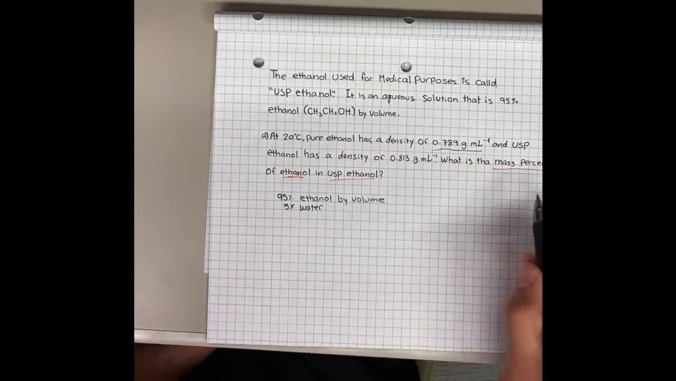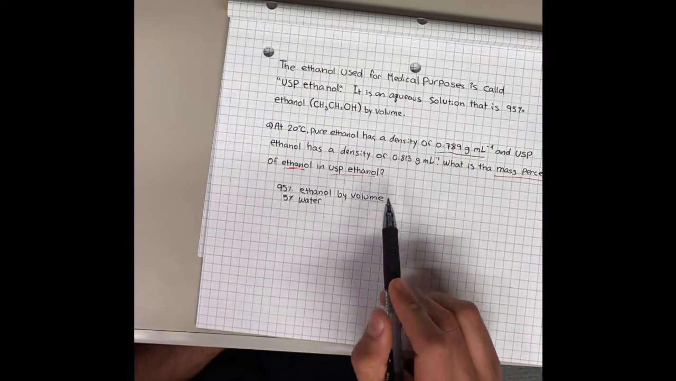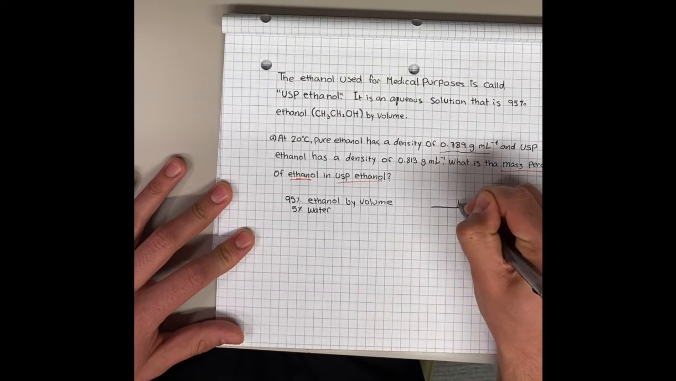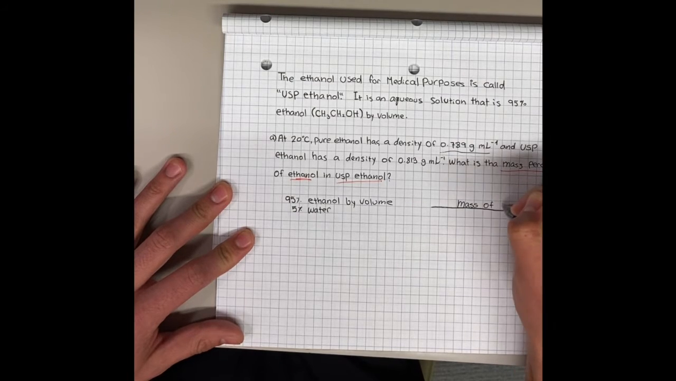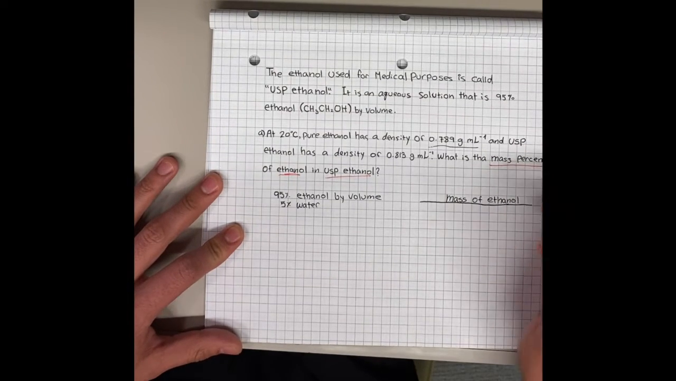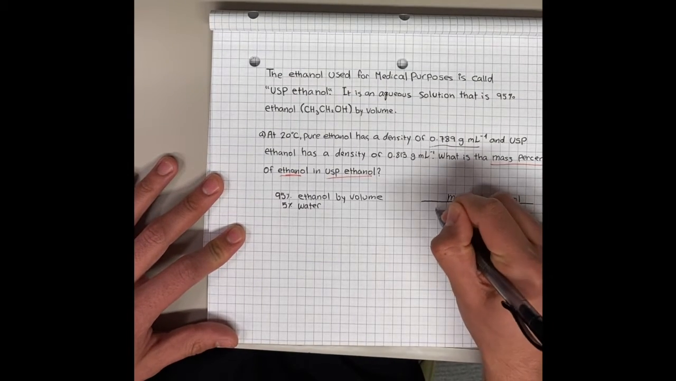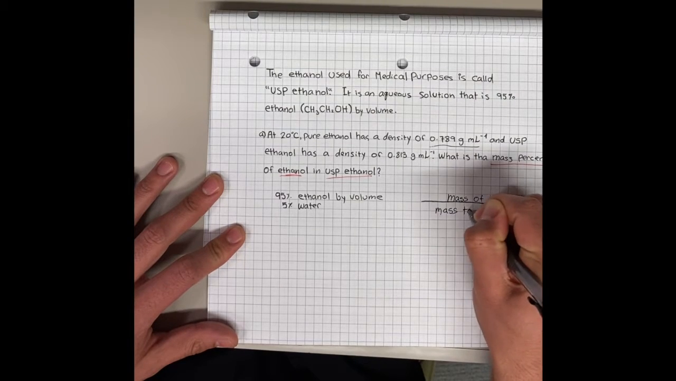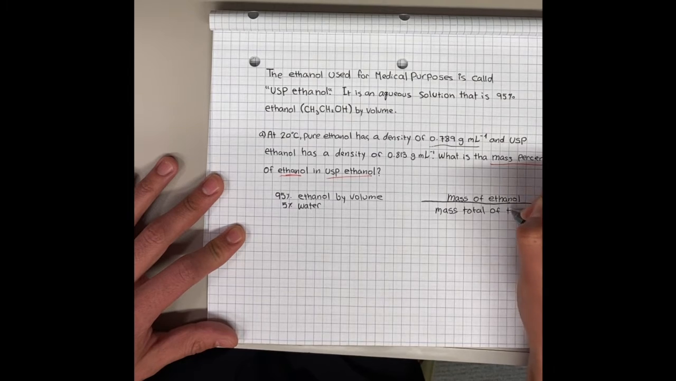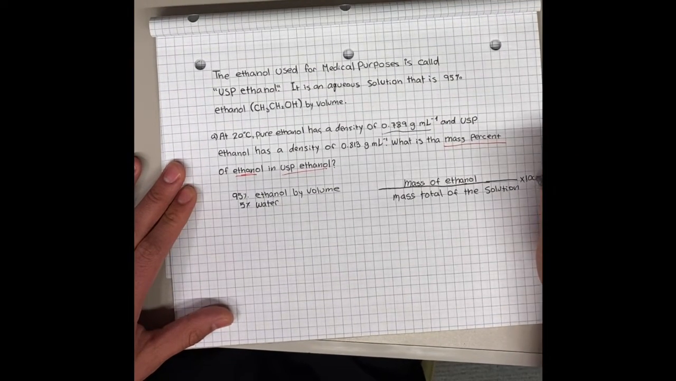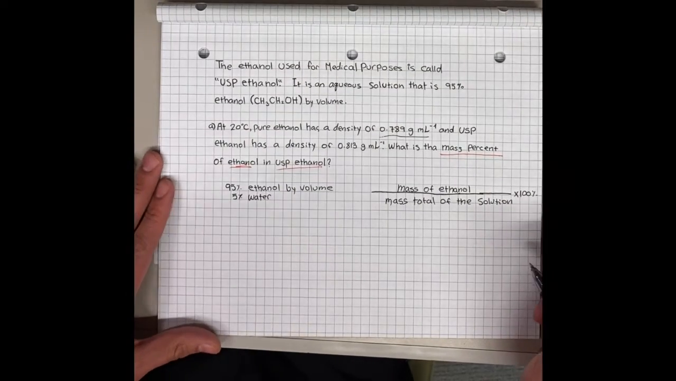In order to find the mass percent of ethanol in USP ethanol, I first need to find the mass of ethanol in that solution, and I need to find the mass of ethanol over the total mass of the solution. And in order to find it in percentage, I will multiply this by 100% to get the mass percent of ethanol in the solution.